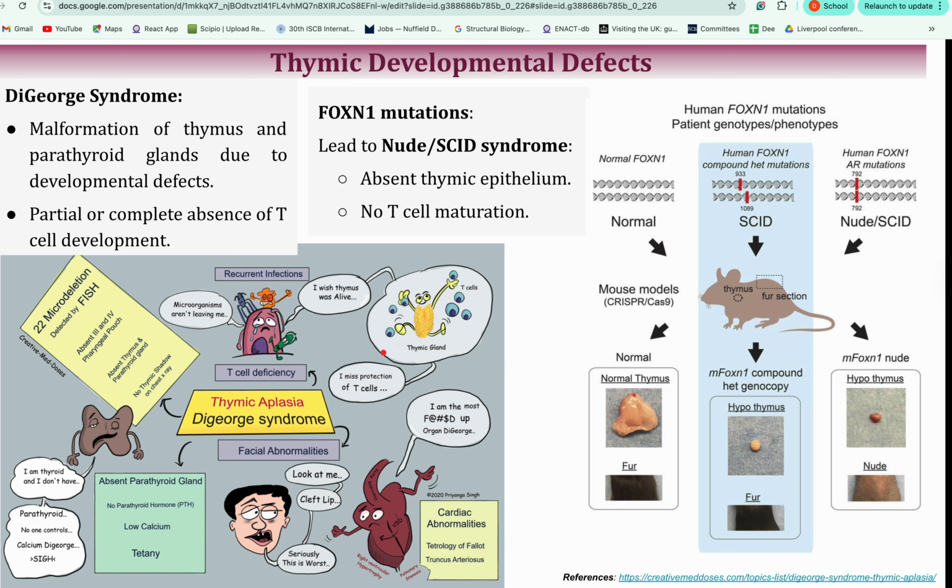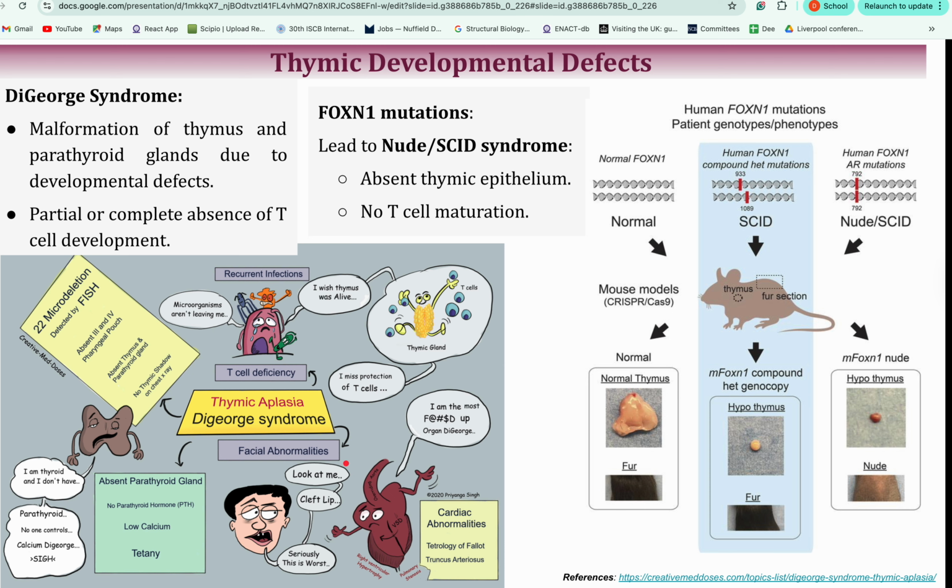So this is another pictorial representation which shows how DiGeorge syndrome, which is also known as thymic aplasia, leads to T cell deficiency. So microorganisms will not leave the T cells alone, and the T cell thinks, I wish the thymus was alive so that I could get matured, but it is not mature. So this will lead to recurrent infections. And this is the thymic gland which generates mature T cells. So it says that I miss the protection of T cells because now it's not able to mature them.